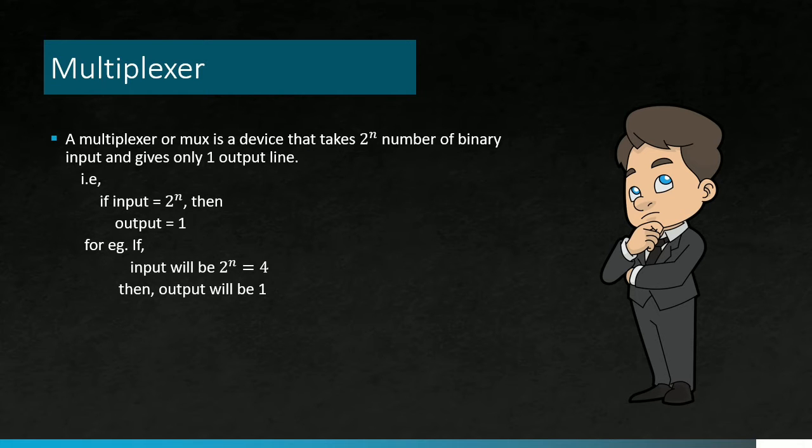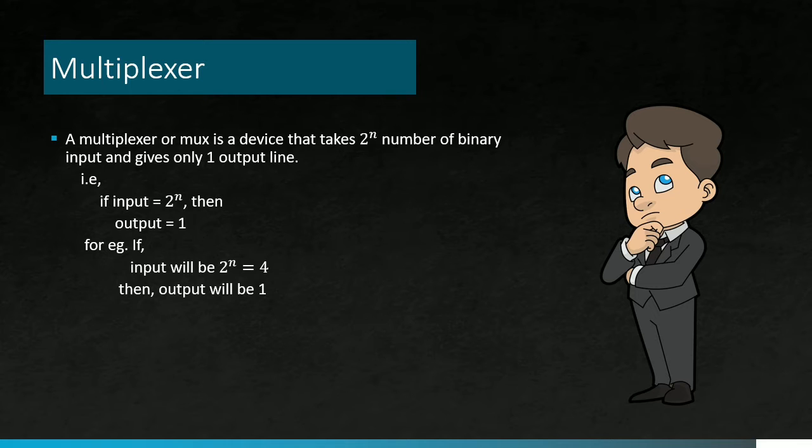Multiplexer. A multiplexer or MUX is a device that takes 2 to the power n binary inputs and gives only one output line. That is, if the input equals 2 to the power n, then the output will be 1. For example, if the input is 2 to the power n where n equals 4, then the output will be 1. So, this is the definition of a multiplexer.